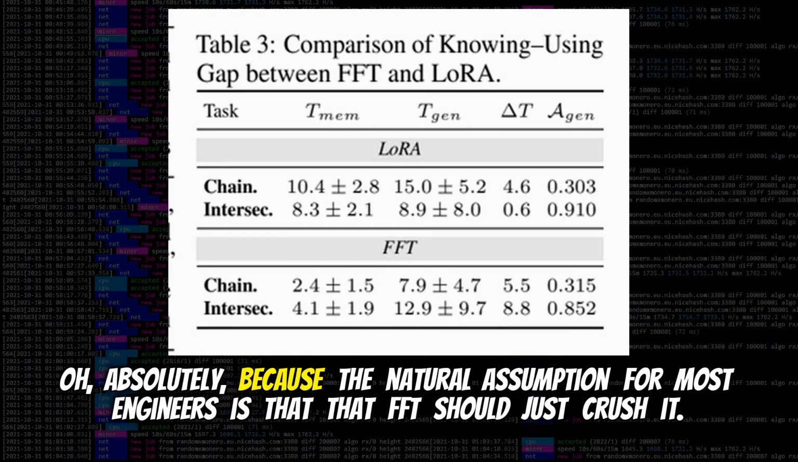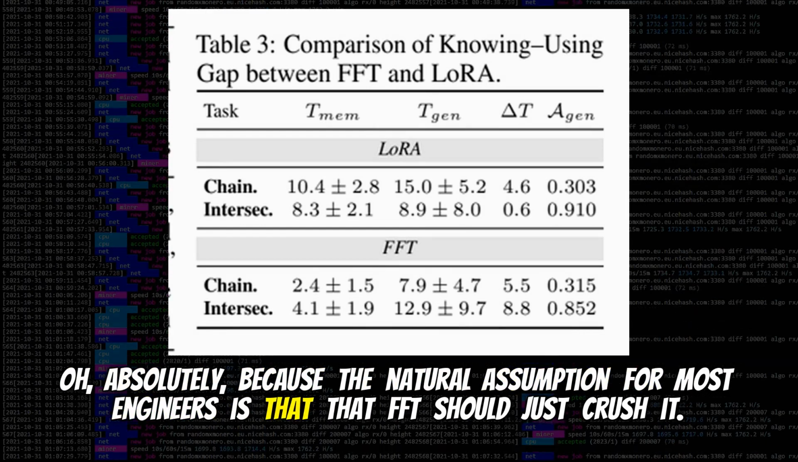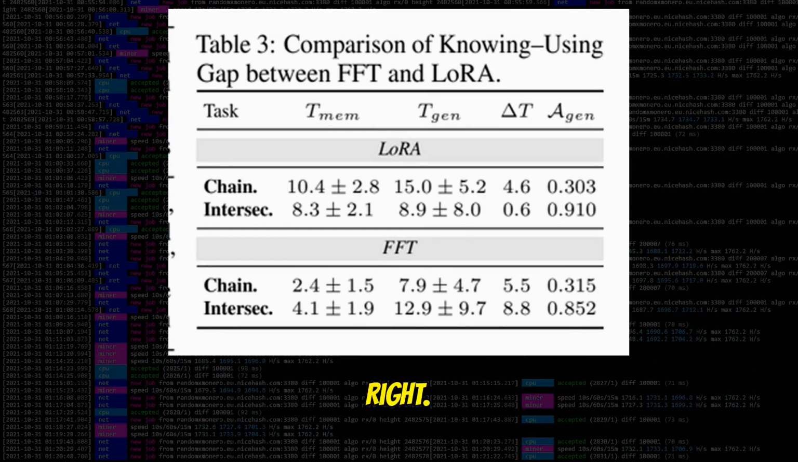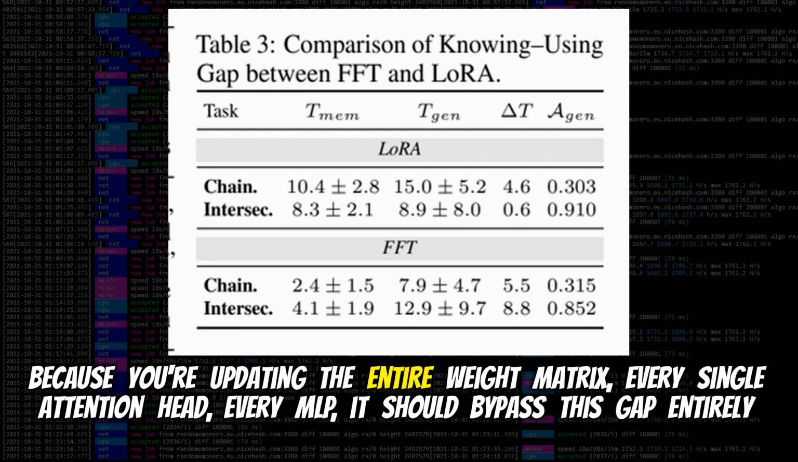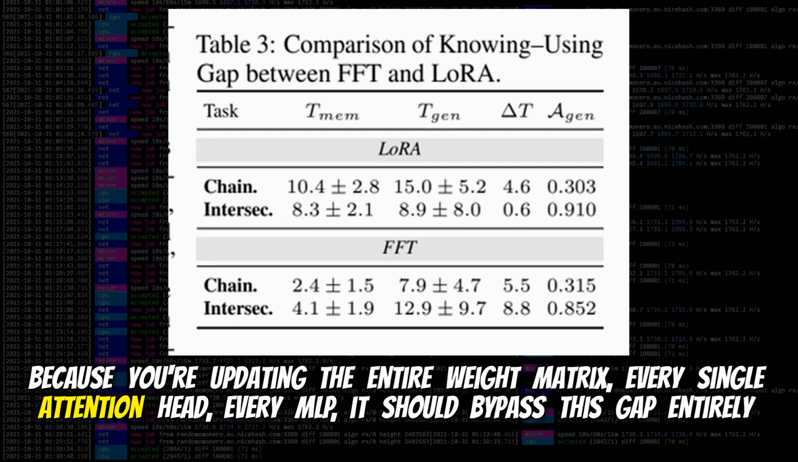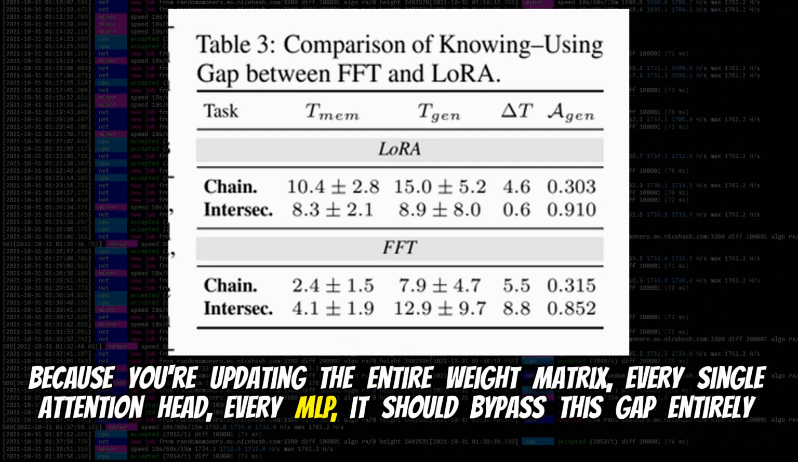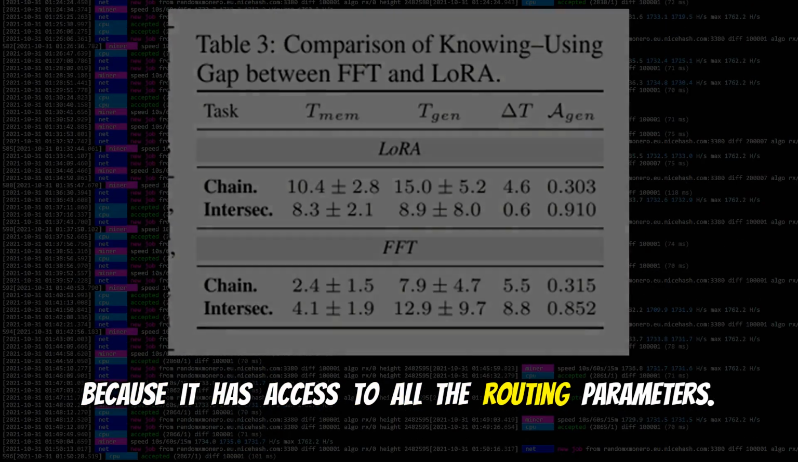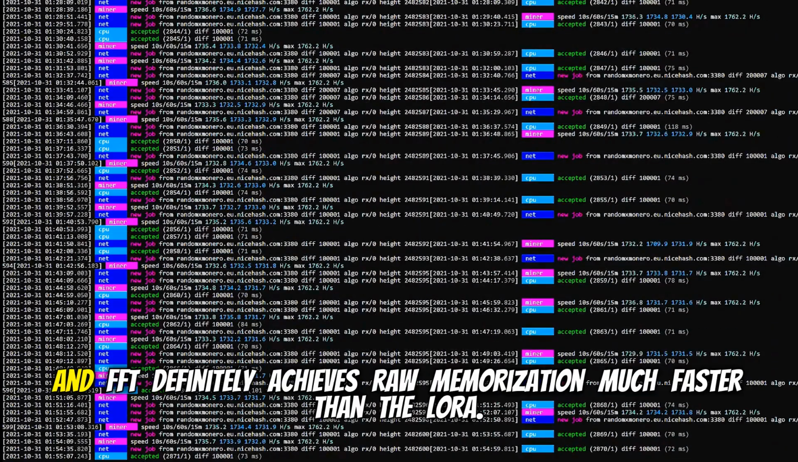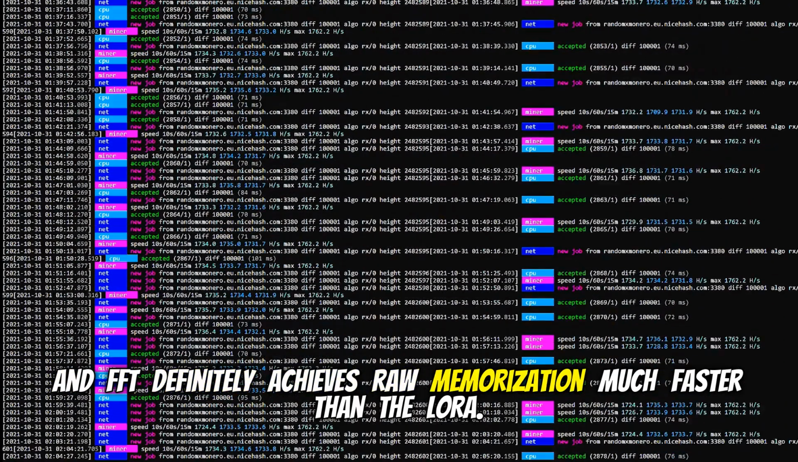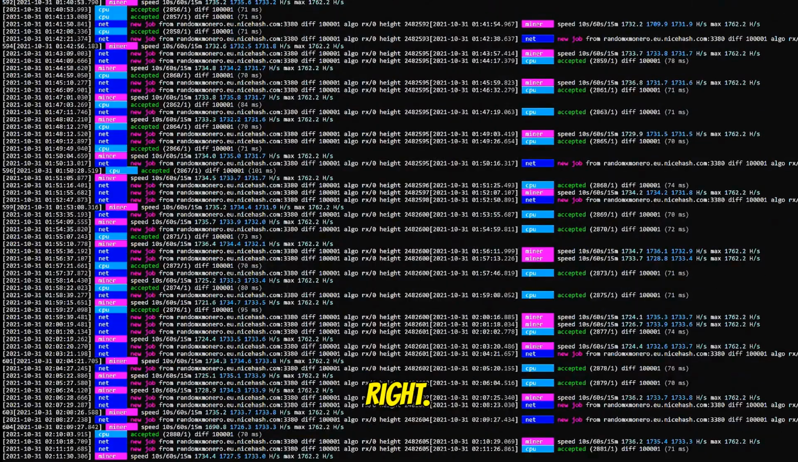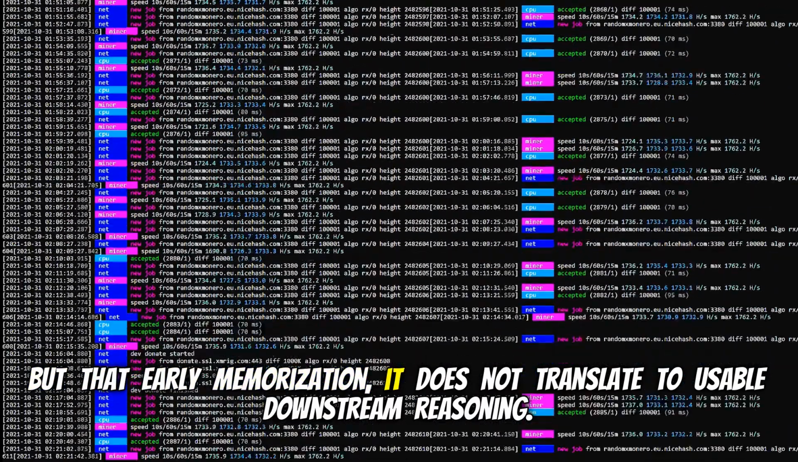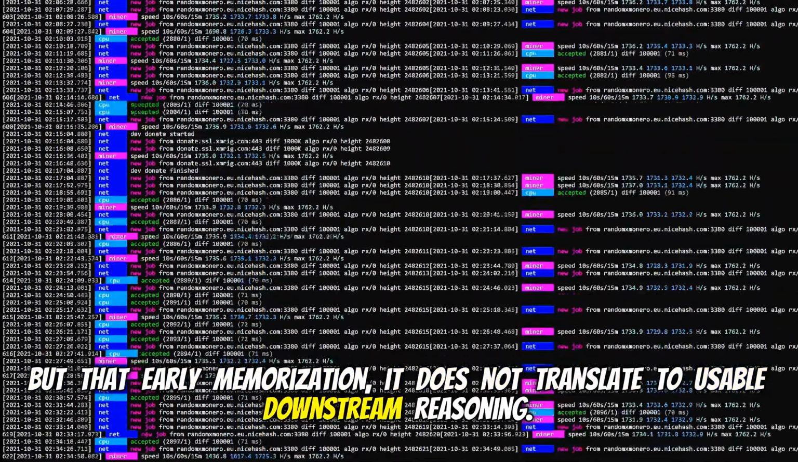Oh, absolutely. Because the natural assumption for most engineers is that FFT should just crush it. Right. Because you're updating the entire weight matrix. Every single attention head, every MLP. It should bypass this gap entirely because it has access to all the routing parameters. You think so? And FFT definitely achieves raw memorization much faster than LoRA. Right. But that early memorization does not translate to usable downstream reasoning.